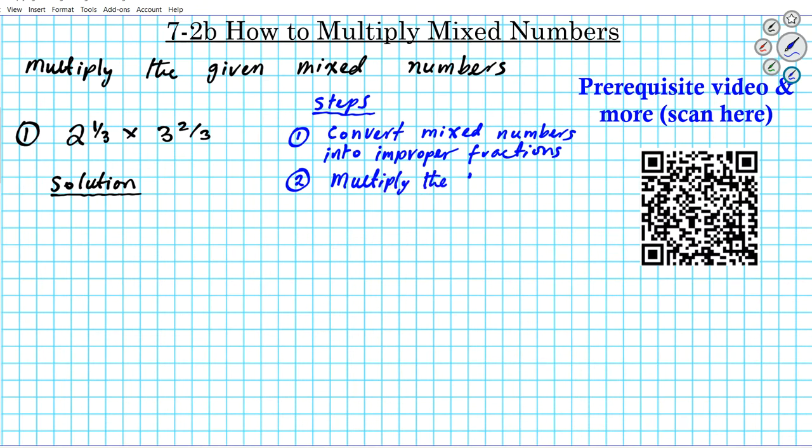Step number 1 we did in the previous presentation, 7.2a, how to convert mixed numbers into improper fractions and the reverse. If you don't remember how to do that, just scan the QR code right here and you go right to the video and can review those skills. And multiplying fractions, we also went over this previously. You can also review that in the series under the playlist.